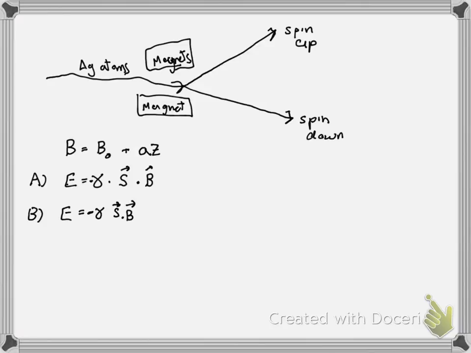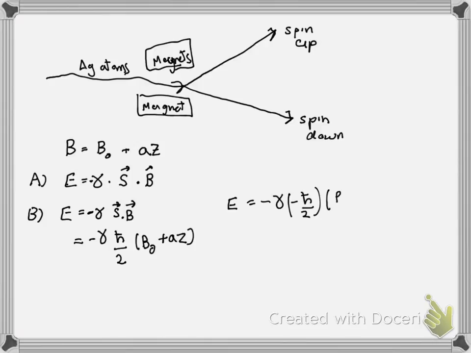Now we have a value for the magnetic field and the spin. The spin is just h bar over 2. It's positive because this is our spin up case. And our magnetic field is some B sub 0 plus AZ. We can solve the spin down case in a very similar way. The only difference is now you have negative h bar over 2 because you've changed the direction of your spin.